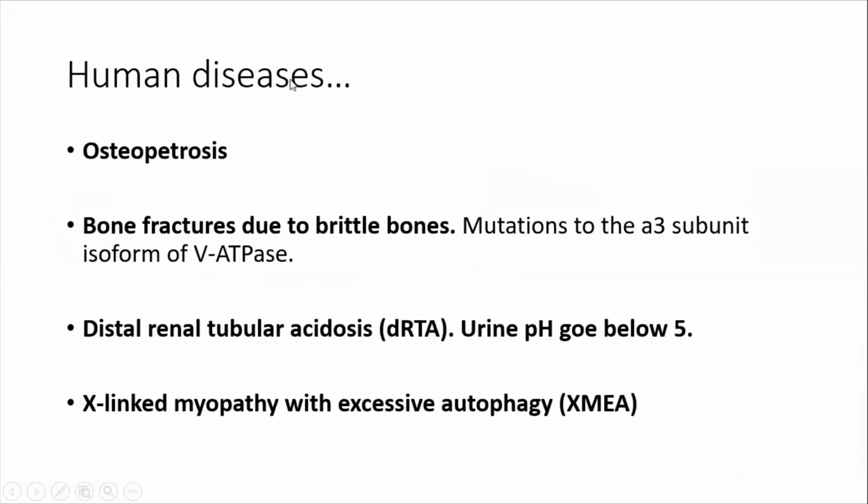Now coming to human disease, if the V class pumps are not functioning properly, you get osteoporosis and then bone fractures, because of course there is no reabsorption of the bone. So what will happen? The bones are going to become brittle. Then the other one is renal tubular acidosis. So urine pH goes below 5. So for people who have low pH, urinating is also very difficult. Then we also have X-linked myopathy with excessive autophagy. Okay, so these are the different diseases associated with mutations in the V class pumps.